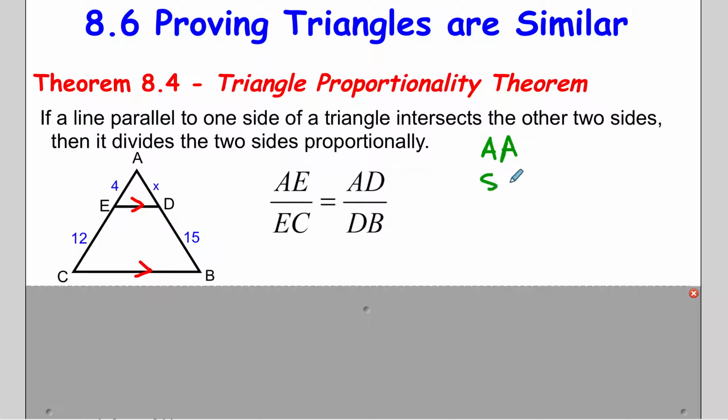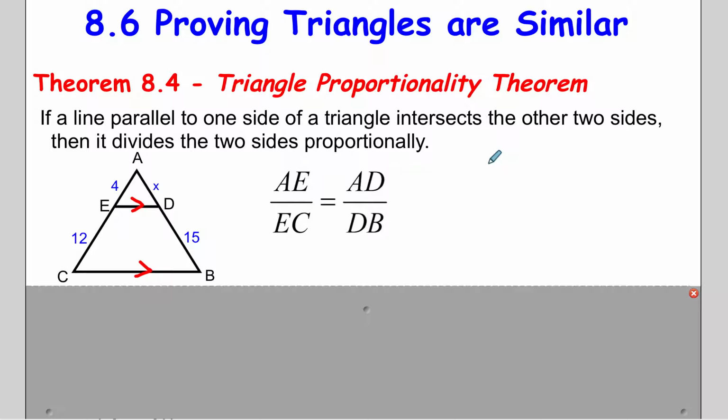We have SSS similarity, which was not saying that the sides were congruent, but just that the sides were proportional. If I knew nothing else about the two triangles, but I knew that their sides were proportional, then we could also say that they're similar. And then, of course, we learned SAS similarity, which was if I know two of the sides are proportional and the angle that is formed by those two sides, then I can say that the triangles are similar. Those are the tools that we have in our tool belt, and we're going to add a few more tools to that today.